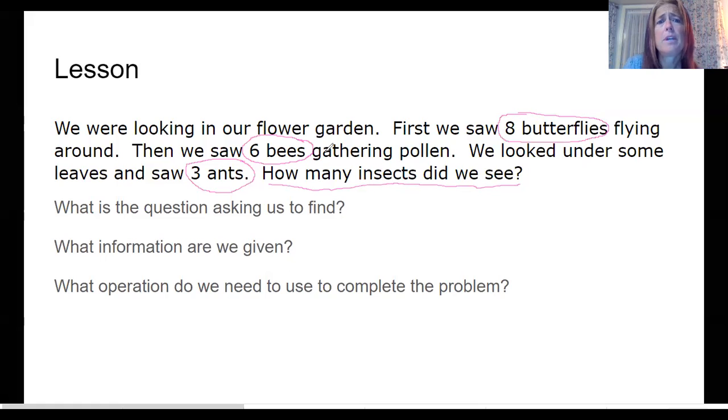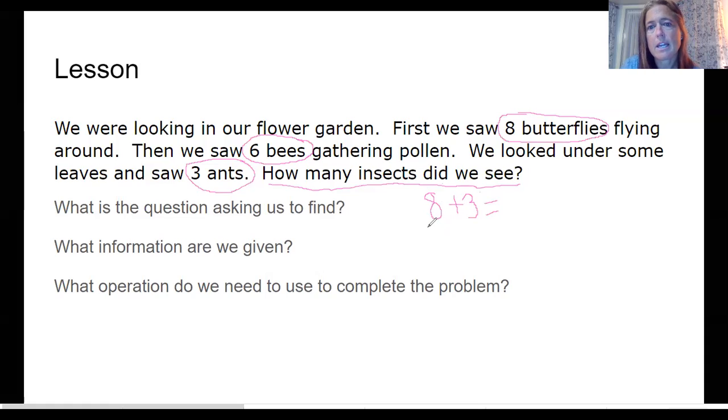So because we have 3 numbers, we are going to take it in 2 steps, just like we did with our number strings. So it looks to me like the easiest way to add would be to add the 8 and the 3 together. So 8 plus 3. Remember, you're looking for addition facts that will bring you to a number that is easy to add to the next number. So 8 plus 3.